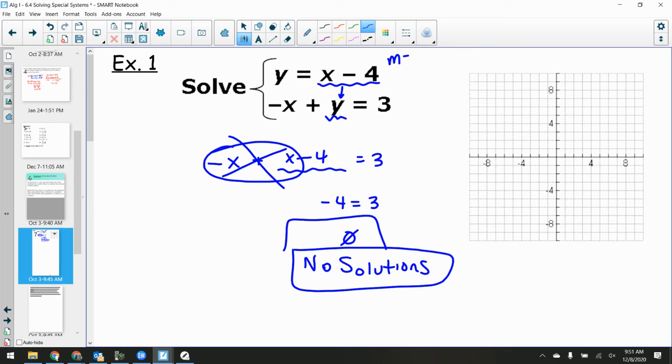Well, the top one has a slope of 1. The y-intercept is negative 4. So we start down here at negative 4.